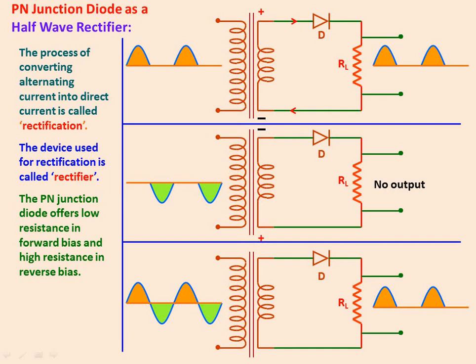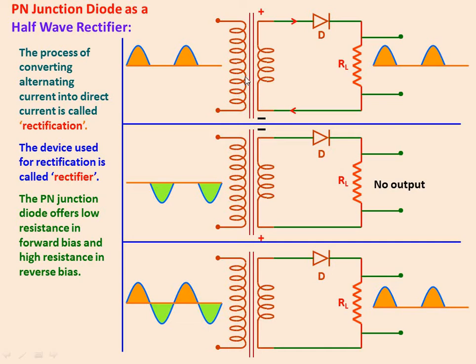The process of converting an alternating current into a direct current is called rectification. So AC to DC is the process called rectification, and the device used for the process is called a rectifier. The PN junction diode offers low resistance in forward bias and high resistance in reverse bias. Keeping that in mind, now we are going to use the PN junction diode as a half wave rectifier. Are we getting the point here?